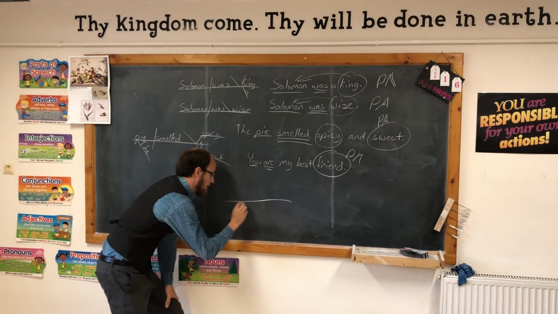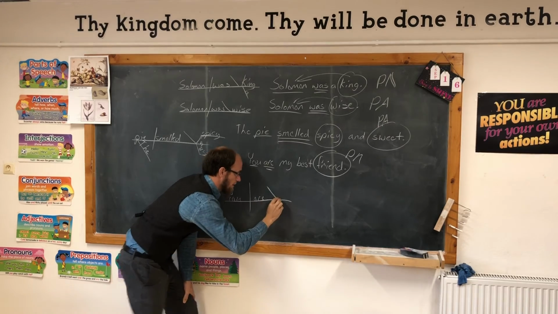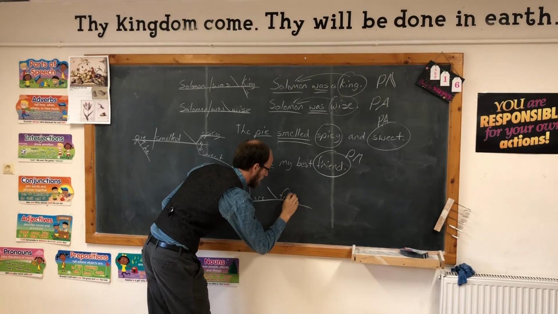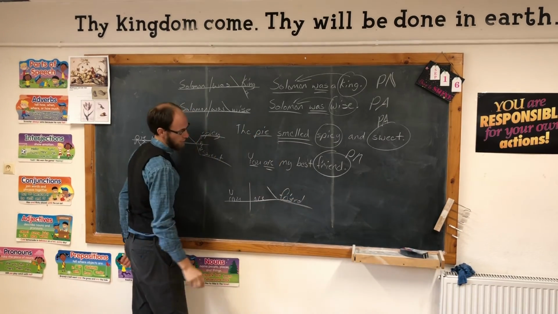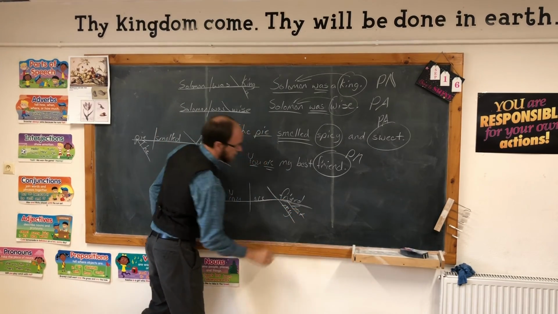Let's diagram it. You, are, slanted line, friend. And then under friend would be my and best. You are my best friend.